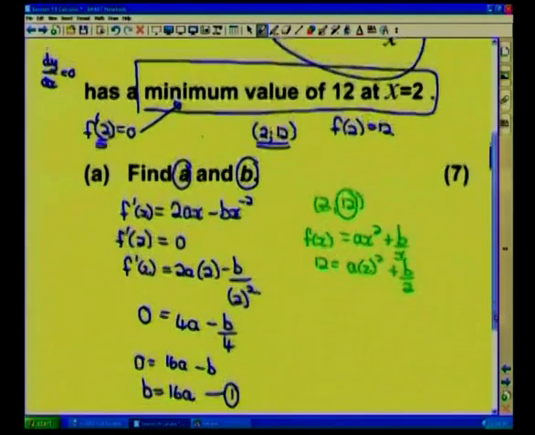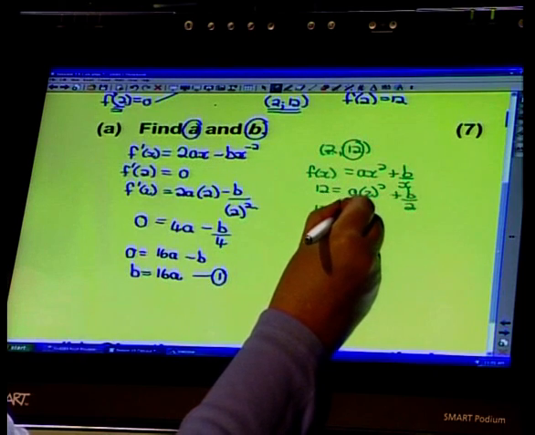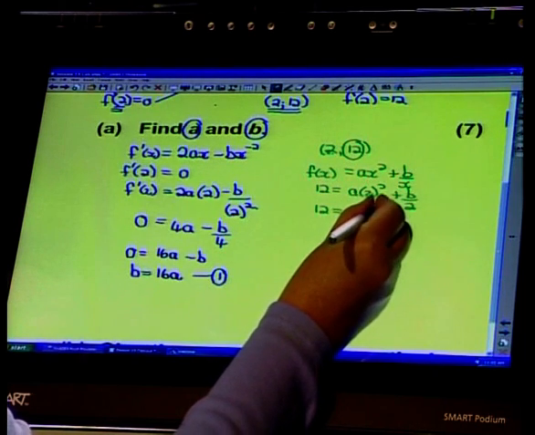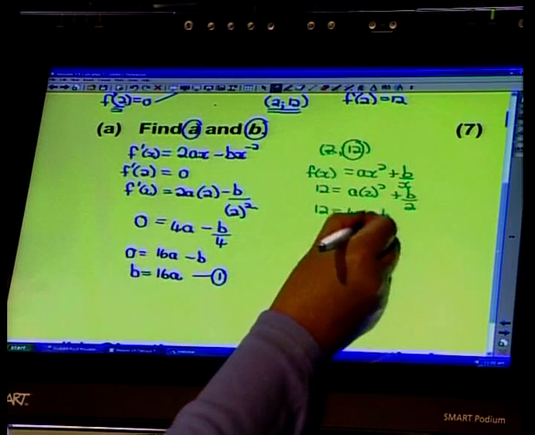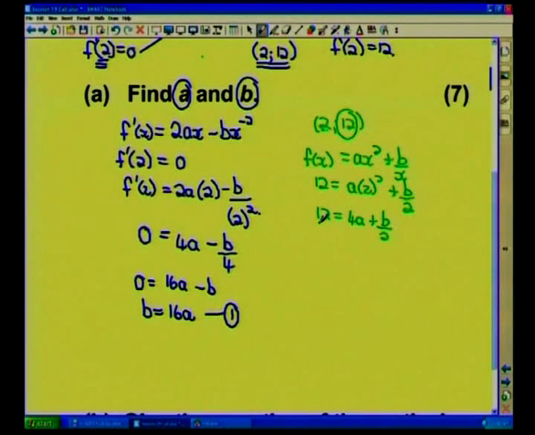Now obviously we have to make that look more user-friendly as well, just like we did with this one. So doing that, we've got 12 equals 4a plus b over 2. And again, who likes fractions? No one. So let's times through by 2. 2 times 12 is 24, equals 2 times 4 is 8a plus b. And if you wanted to, you could make b the subject again. So you could say b is equal to 24 minus 8a, equation 2.